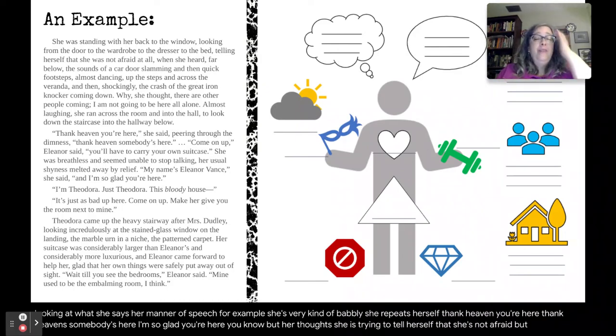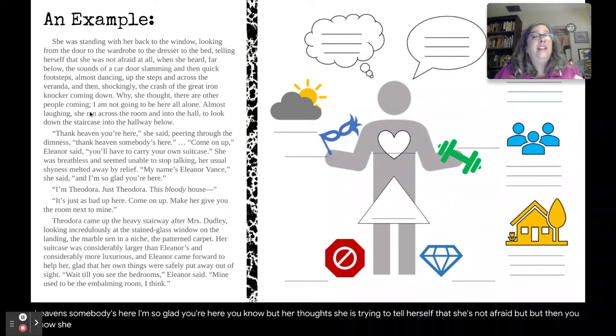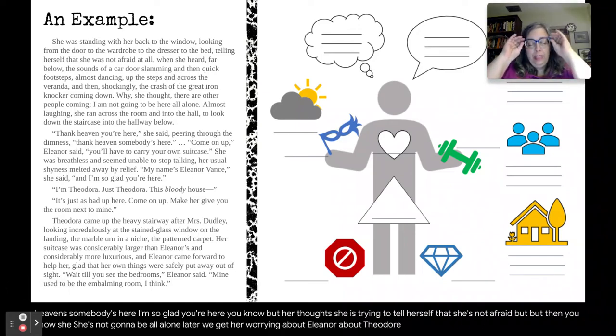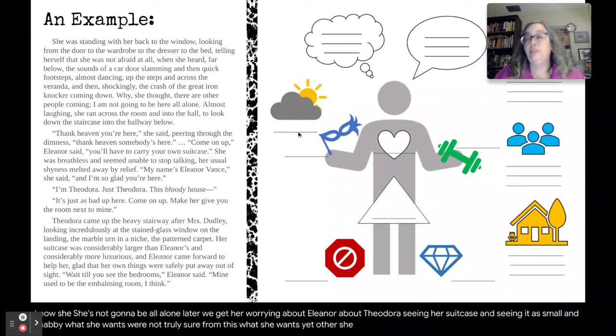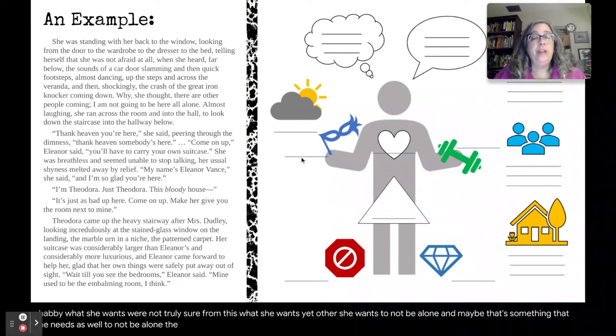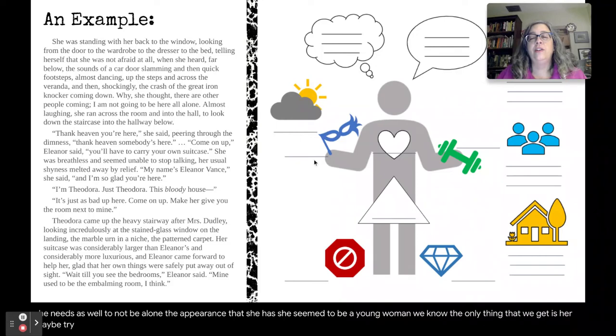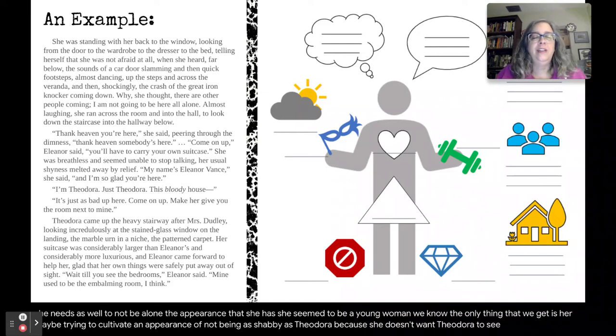not afraid, but then, she's delighted that there are other people there and she's not going to be all alone. Later, we get her worrying about Theodora seeing her suitcase and seeing it as small and shabby. What she wants, we're not truly sure from this what she wants yet, other than she wants to not be alone. And maybe that's something that she needs as well, to not be alone. The appearance that she has, she seems to be a young woman. The only thing that we get is her maybe trying to cultivate an appearance of not being as shabby as Theodora because she doesn't want Theodora to see the suitcase she has.